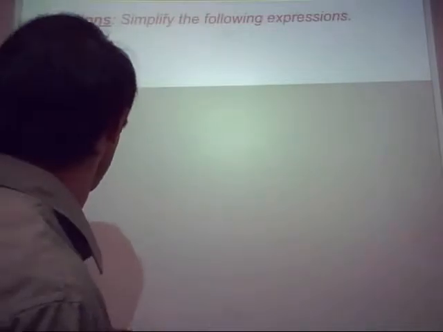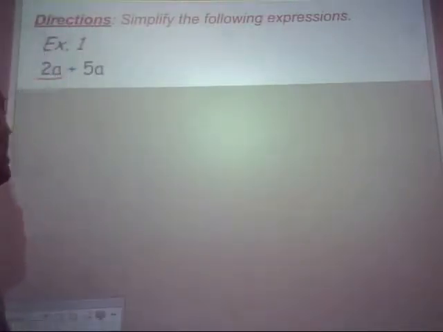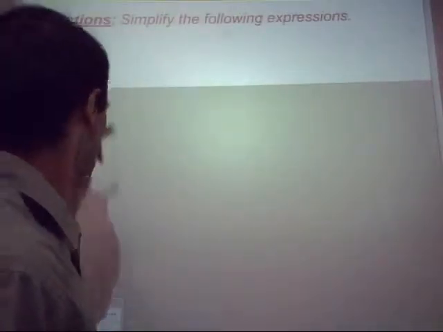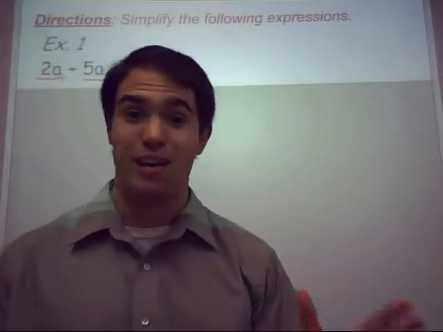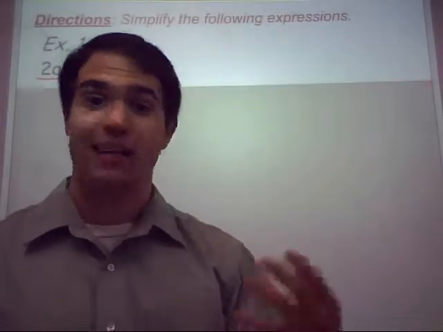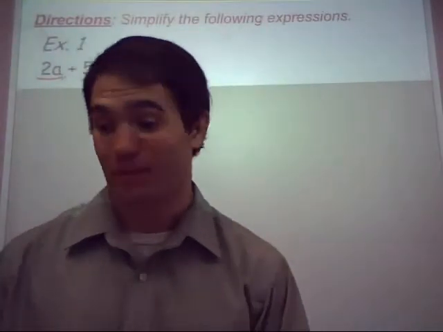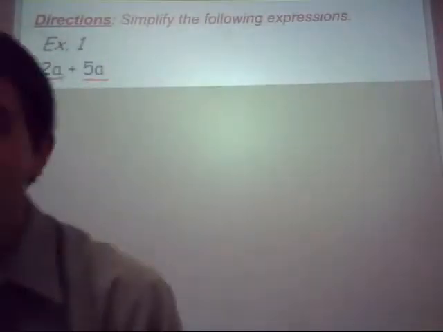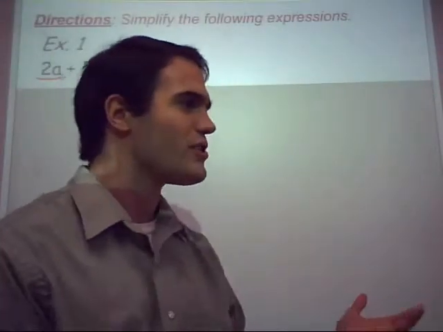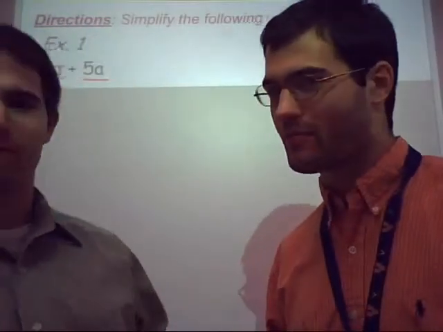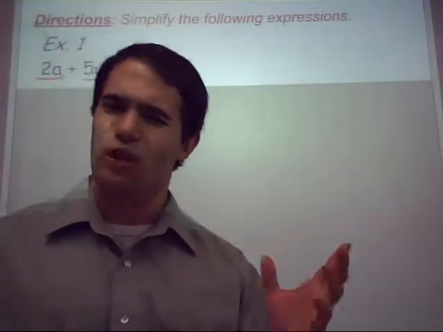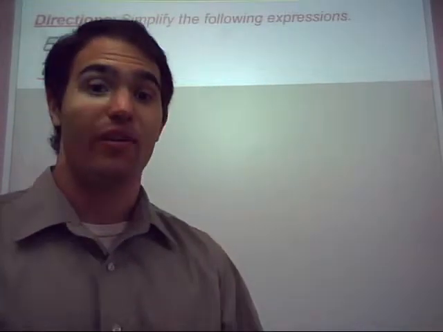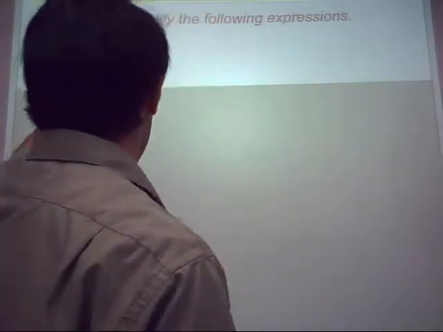So let's think about what we have. We have 2a, and we are adding 5 more a. Now, I don't know what a is. I don't know the value of a. I don't know what it represents. Maybe it means apples, or maybe it means artusios. It really doesn't matter. All I know is a has the same value as a. These mean the same thing.